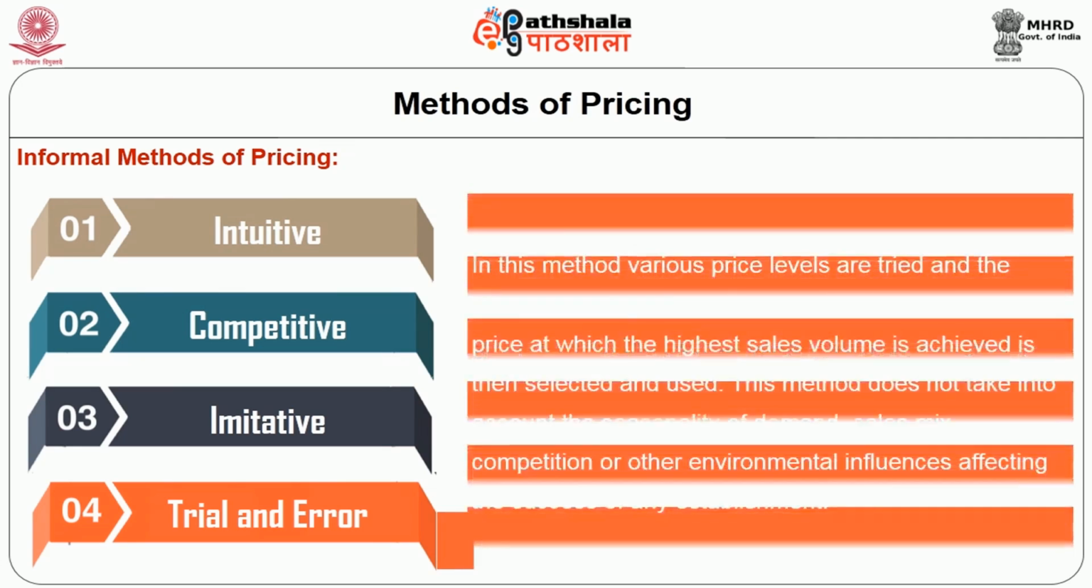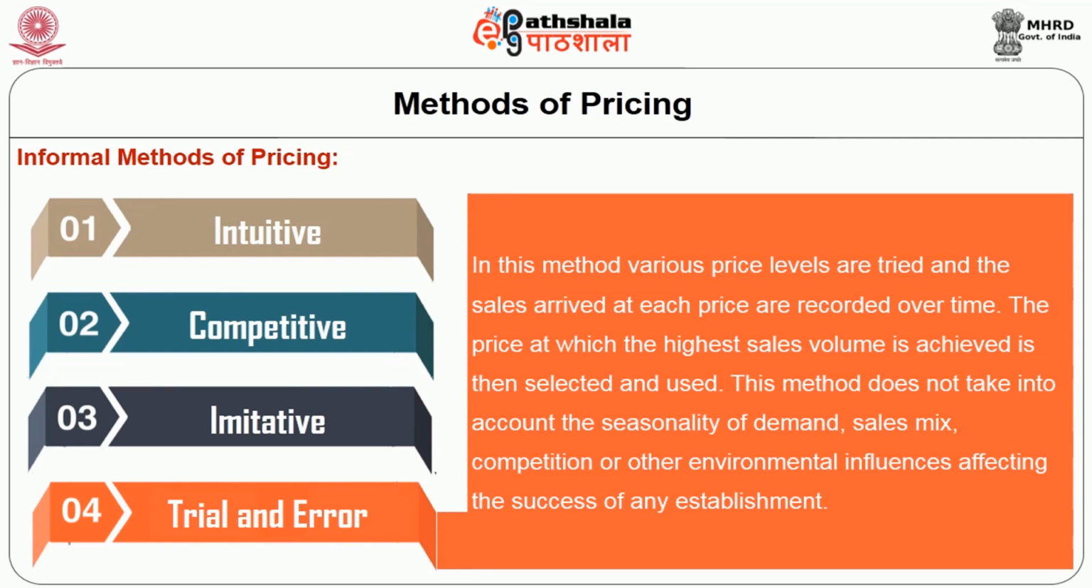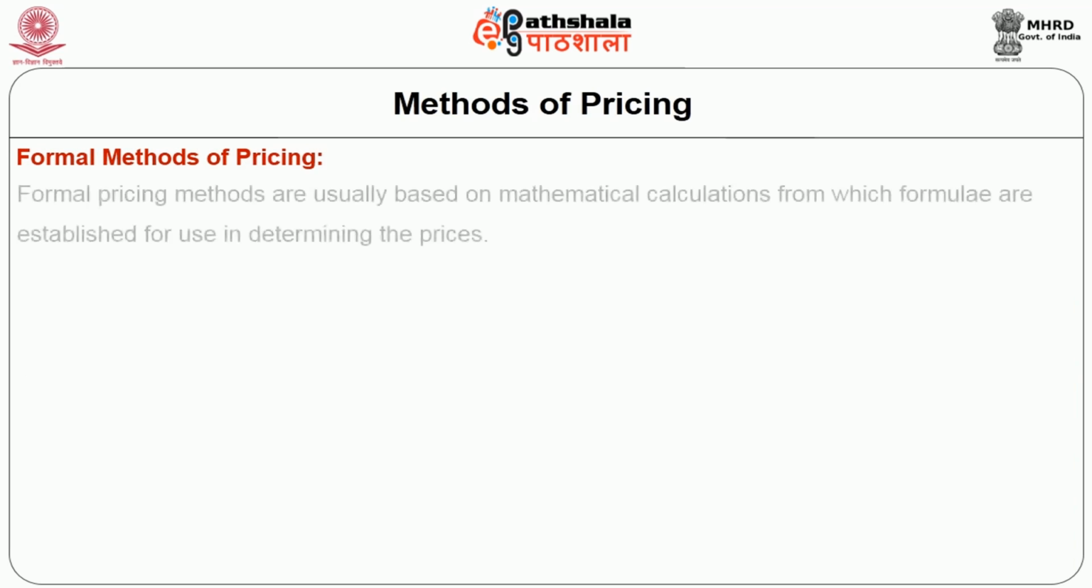Trial and error. As the name suggests, in this method, various price levels are tried and the sales arrived at each price are recorded over time. The price at which the highest sales volume is achieved is then selected and used. This method does not take into account the seasonality of demand, sales mix, competition or other environmental influences affecting the success of any establishment.